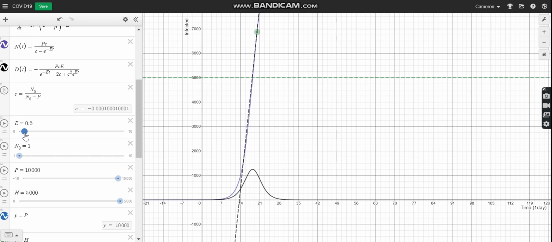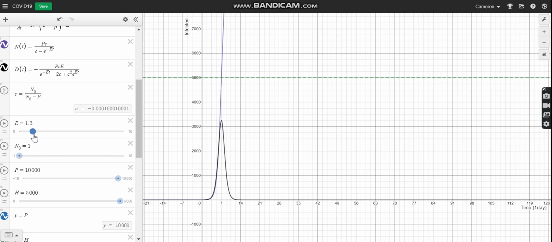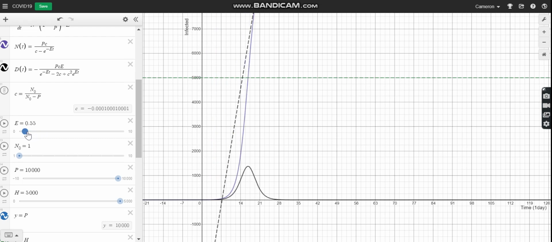Now, if we increase this E, let's say that people who are infected are exposed to about 2.3 people a day. Now you can see that the healthcare system can no longer handle that. And that's when people start dying, okay? Because they're just not able to get into the hospital. So that's why, as a society, we really want to stay inside, because it flattens out that curve.